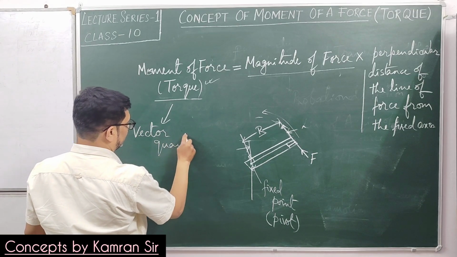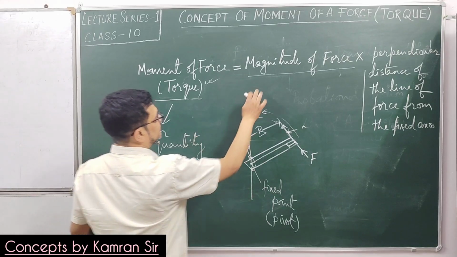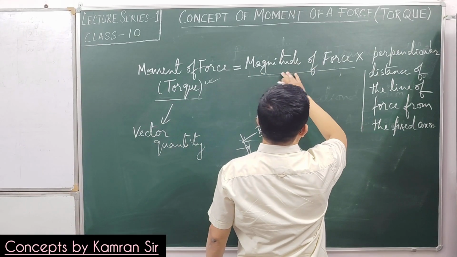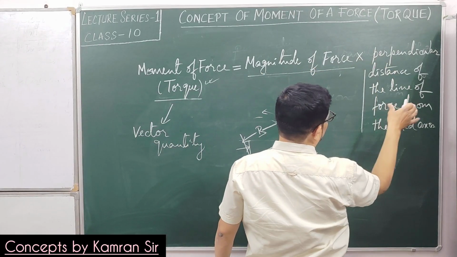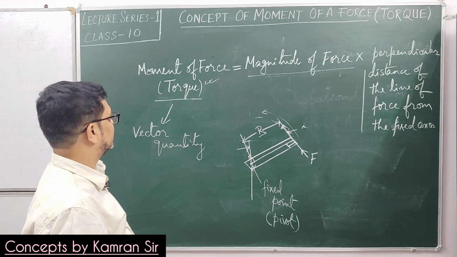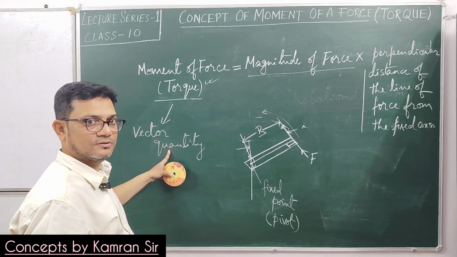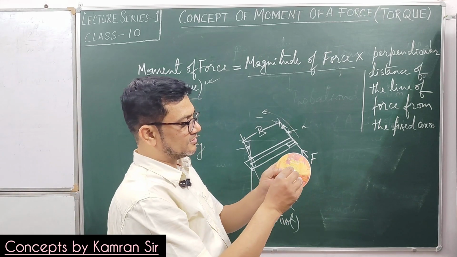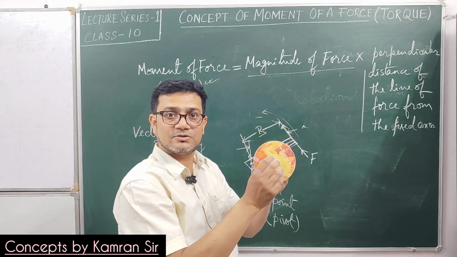As it is a vector quantity, it has a magnitude, which is the magnitude of force, the product of force as well as perpendicular distance of the line of action of force from the fixed axis. But what is the direction? The direction is the direction of this axis of rotation.